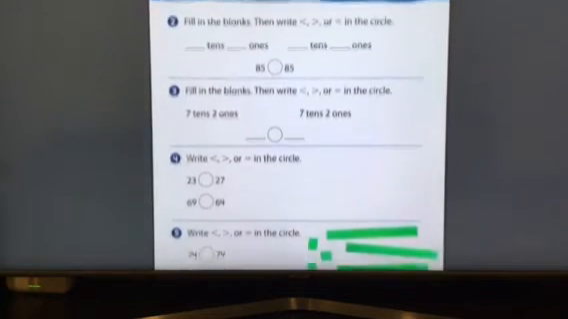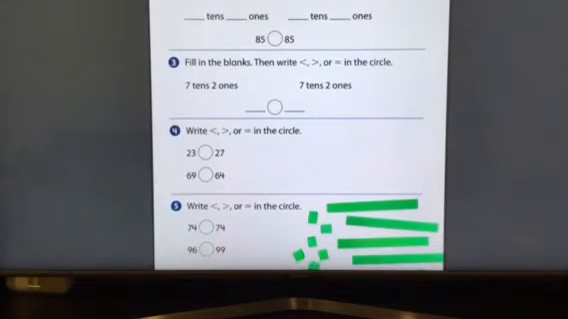Then flip your paper over to the other side. And it says, fill in the blanks. Then write the symbol: is greater than, is less than, or equal in the circle. Equal, this is a new symbol. But we actually learned this earlier in the year.